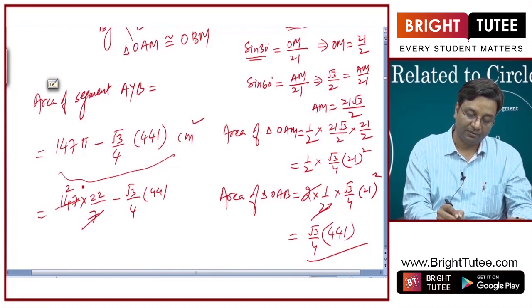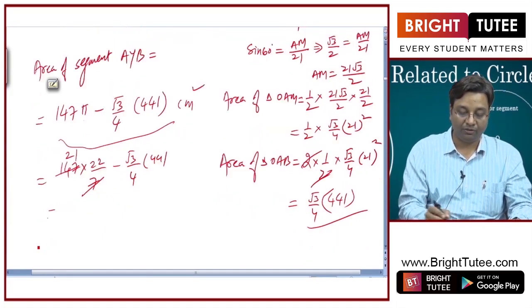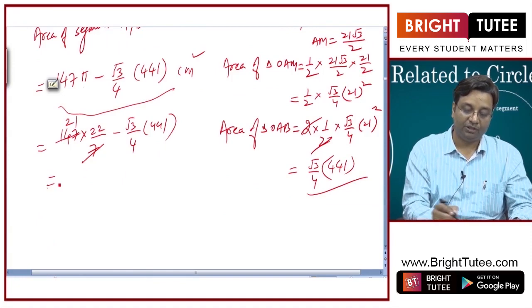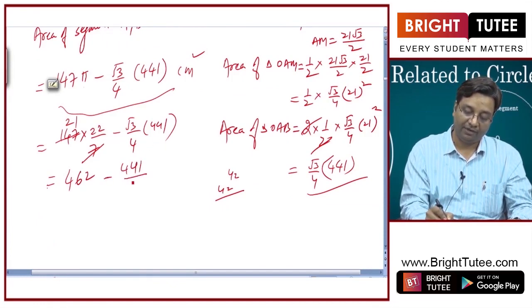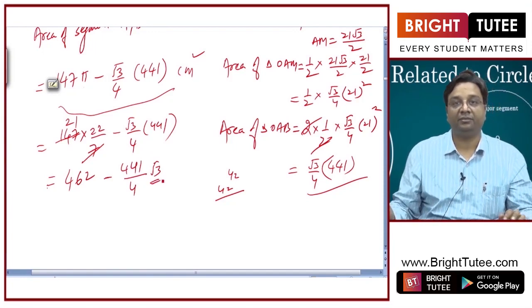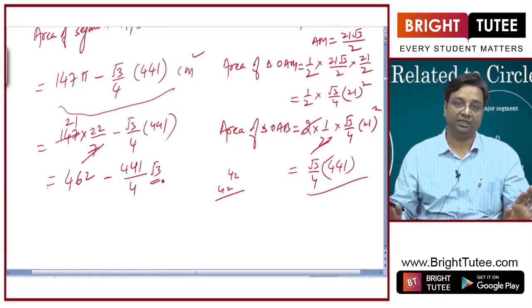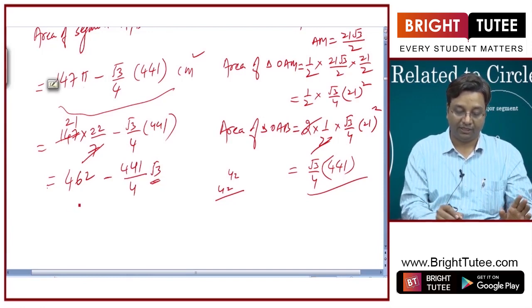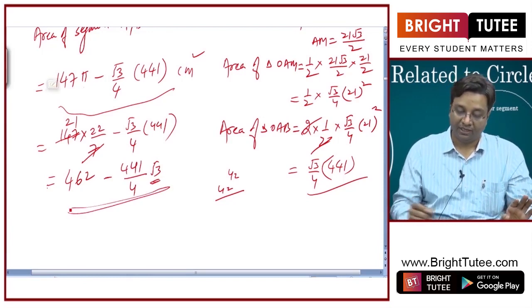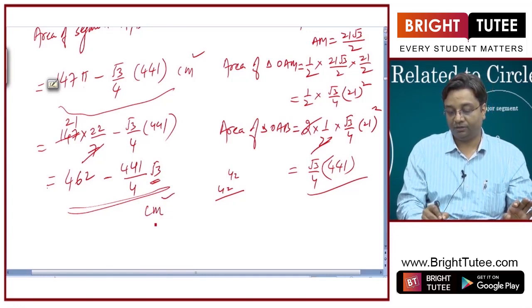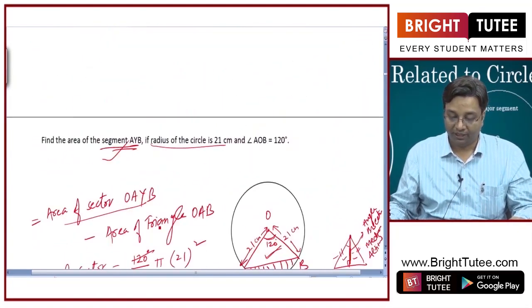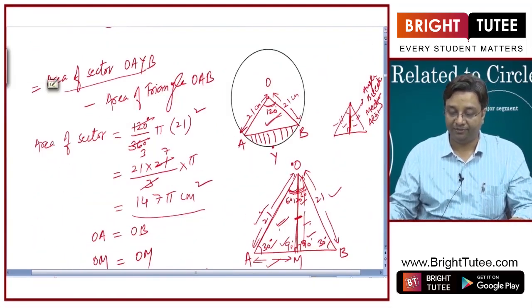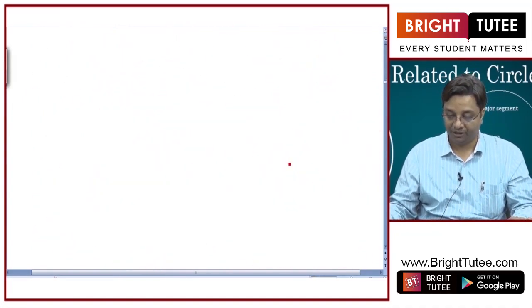You can cancel this. This is 21 into 22, right? So you can keep on simplifying it like this, 42, 42, this is 462 minus 441 by 4 root 3. Now root 3 can be taken as approximately equal to 1.732. So you take it as 1.73 and then do this calculation yourself, and don't forget to write the unit of this area, which is centimeter square, right? So this is how we will calculate area of segment AYB. Okay, I hope this concept is clear to you by now.